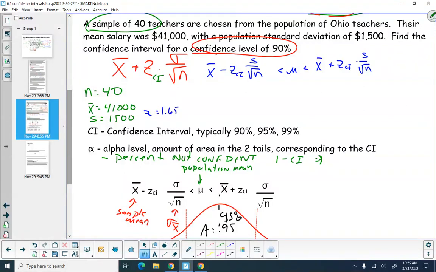So now we just plug in our values and do some calculations. 41,000 minus our Z value times the standard deviation, which is 1,500, divided by the square root of our sample size, 40. Then we have 41,000 plus, it just turns into a plus. And we can calculate two values.